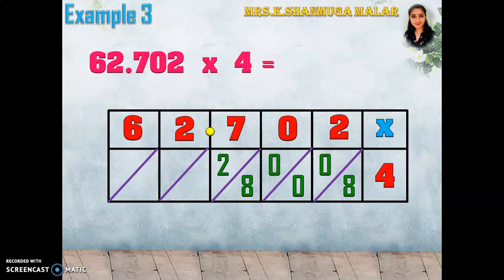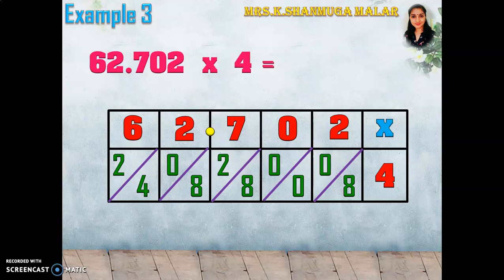7 times 4 is 28. Next, 2 times 4. We get 8. So how you are going to write? 0, 8. Next is 6 times 4. 6 times 4 is 24. Students, do you understand how to write the numbers in a lattice method? Now, teacher is going to teach you how to find the total answer.